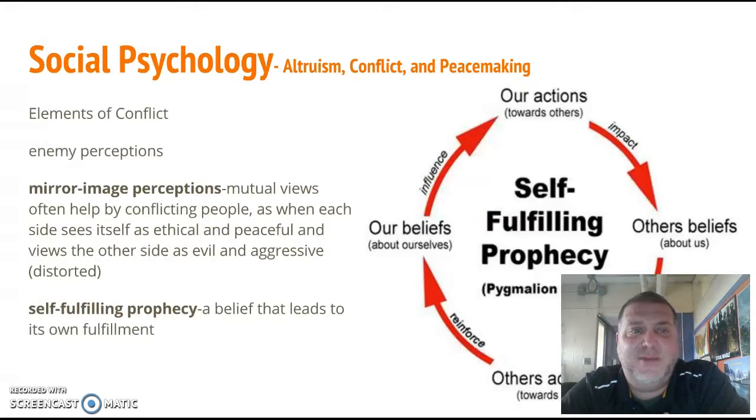Elements of conflict: sometimes we have enemy perceptions. We think other people are being mean to us even when they're not. So we have mirror-image perceptions, which are mutual views often held by conflicting people. So sometimes these things are distorted.